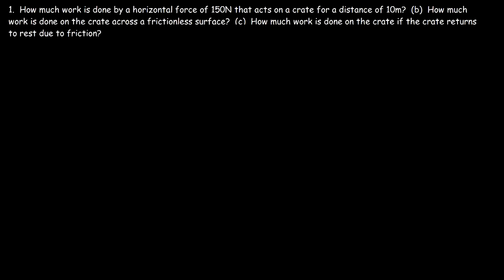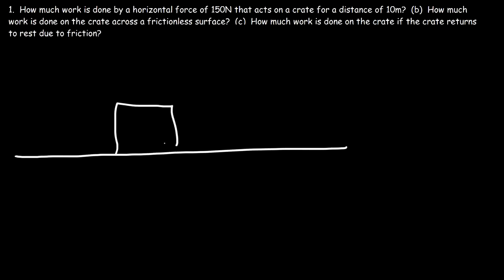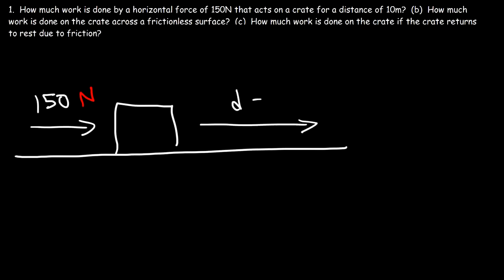Now let's focus on this question. How much work is done by a horizontal force of 150 newtons that acts on a crate for a distance of 10 meters? So let's draw a picture. So let's say we have a crate and we're applying a horizontal force of 150 newtons. And let's say the crate moves with a displacement of positive 10 meters towards the right.